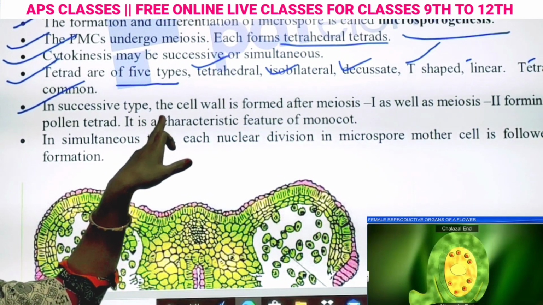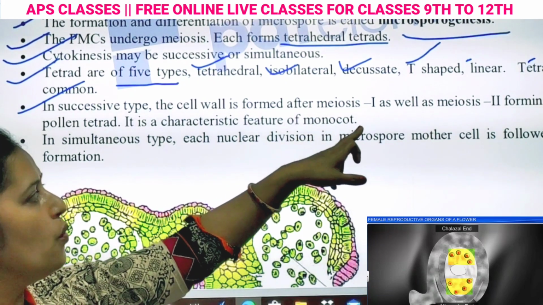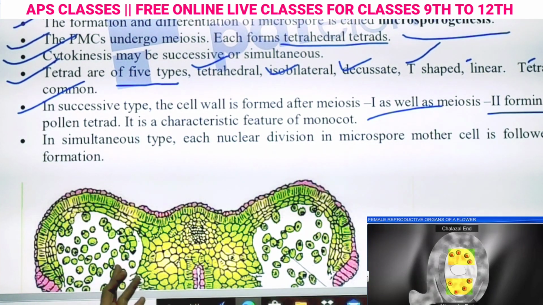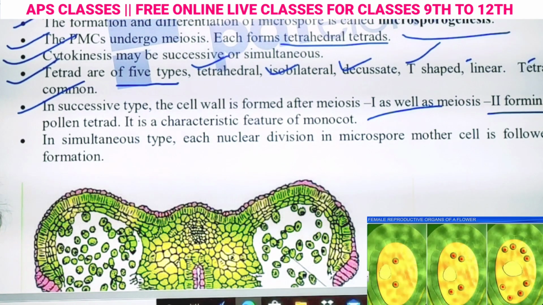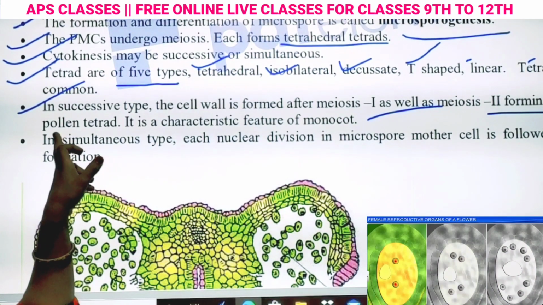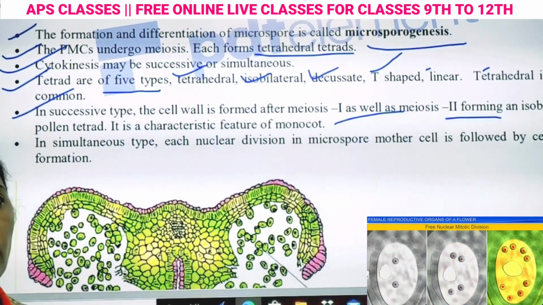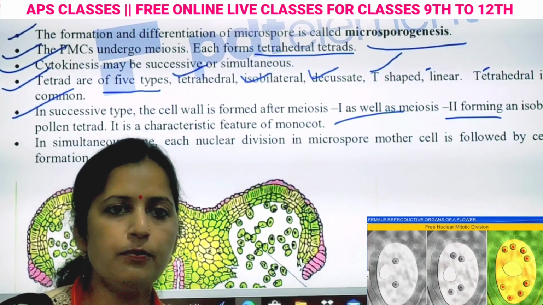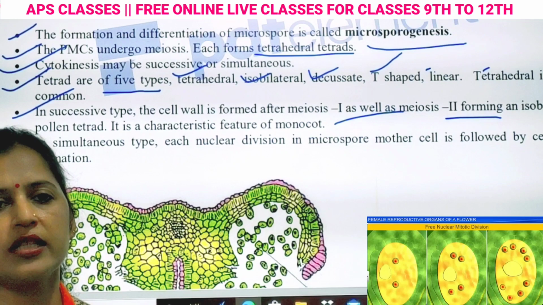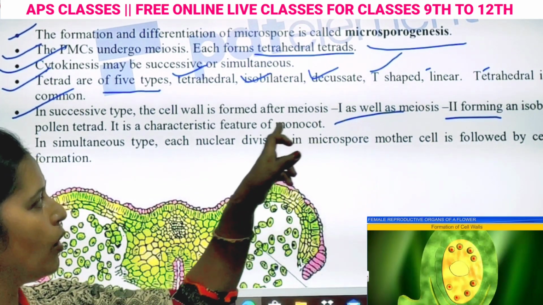सक्सेसिव के केस में, सक्सेसिव टाइप के केस में जो सेल वॉल होगी वो कब बनेगी, आफ्टर द म्योसिस 1 एज वेल एज म्योसिस 2. तो मतलब हमारी जो सक्सेसिव टाइप में जो हमारी सेल वॉल बनेगी वो बनेगी आफ्टर म्योसिस 1 एंड आफ्टर म्योसिस 2, forming an isobilateral pollen tetrad, and it is characteristic feature of the monocots. That means main important characteristics of the monocots, and as all we know that monocots, that means they have single cotyledons in them, so these are known as the monocots.